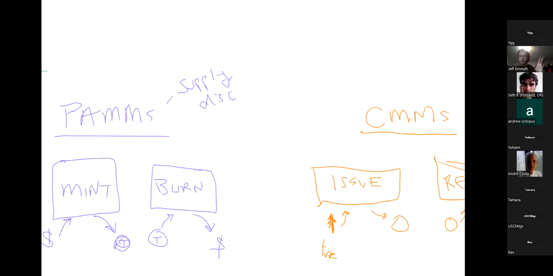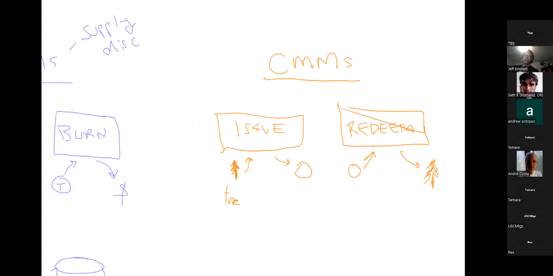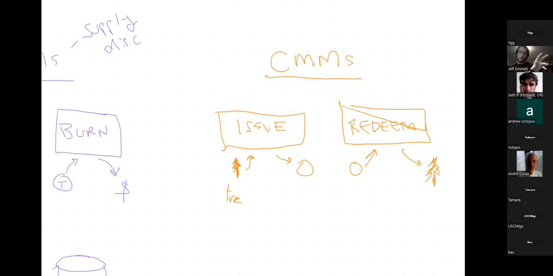I guess I can stop for a second. Does that make anybody confused? Are there any questions? I understand this also breaks the invariant.